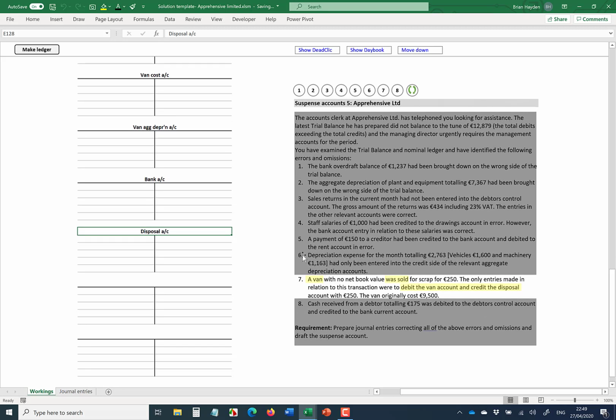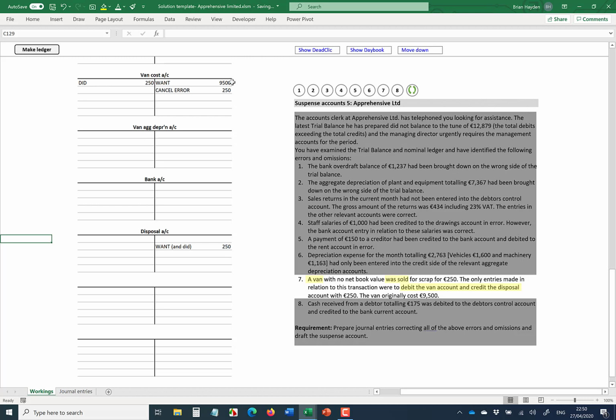So we are told that the van originally cost $9,500. So the van is an asset. So what we want to do is take out $9,500. What we actually did was we debited the van account with $250, and we credited the disposal account. So I'll just show that entry in there. Okay, so we did the $250 debit van cost account and credit asset disposal account.